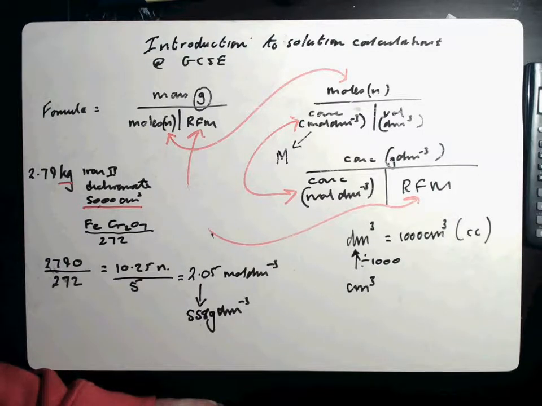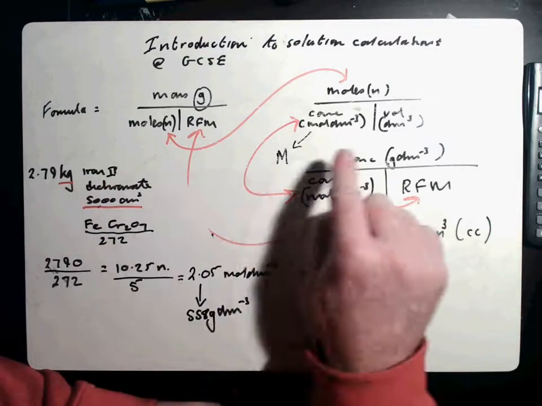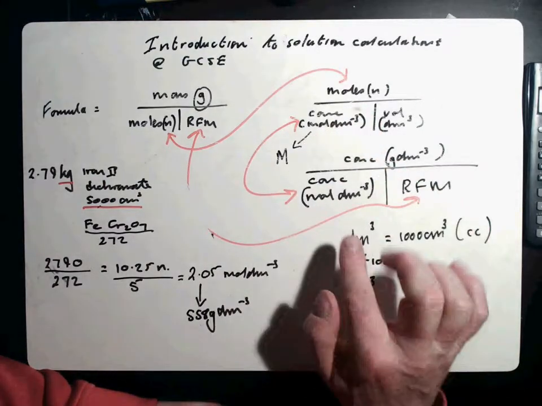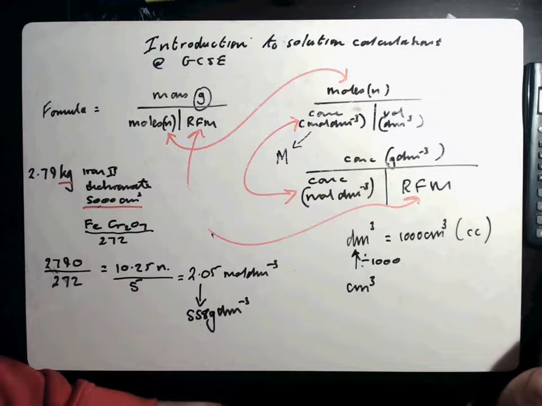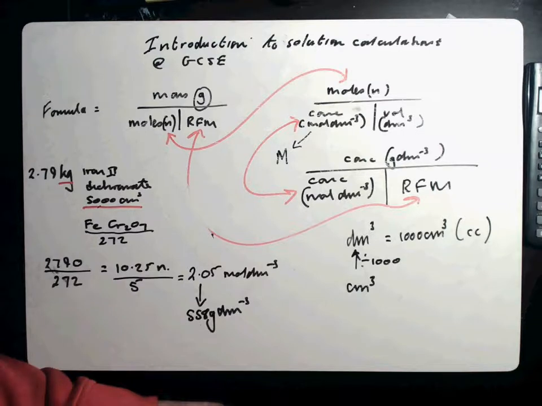So hopefully that allows you to work around converting masses into concentration in both moles per decimeter cubed and grams per decimeter cubed. We'll do another wee video also on how to take a concentration and a volume and turn that back into moles. So that'll follow this one.